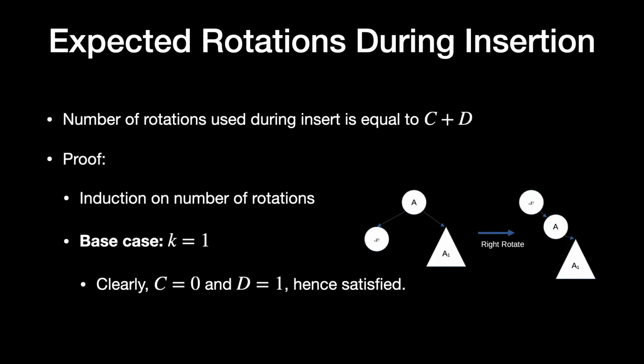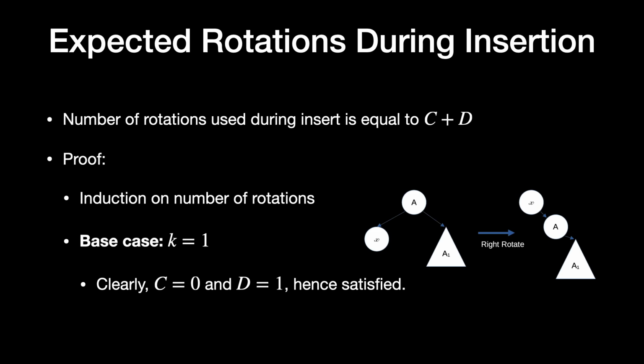The statement is that the number of rotations used during the insert of the node X is equal to C plus D. So once the node X was inserted as a leaf, C plus D rotations were used to get it to the current position. Of course, the definitions of C and D are as in the previous slide. The proof is inductive. We perform induction on the number of rotations. The base case is quite obvious. The base case is that the number of rotations, which is k, is equal to 1.